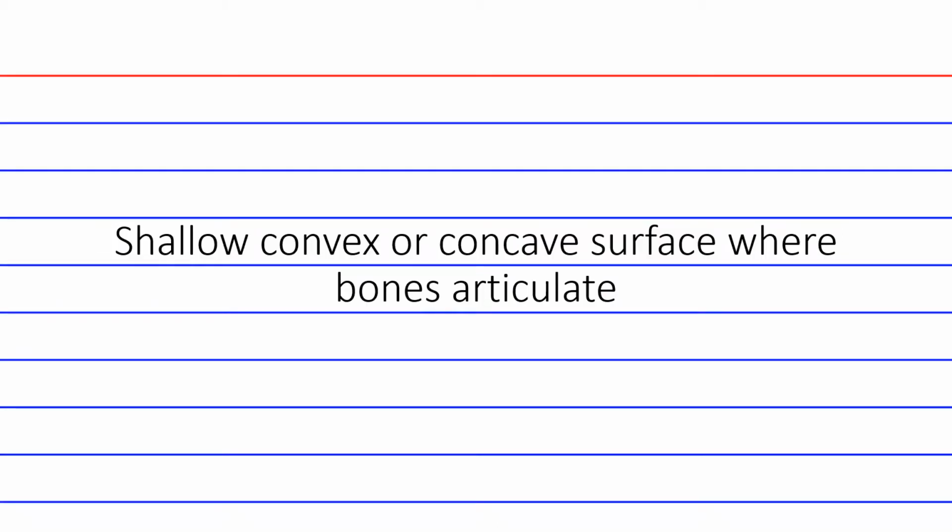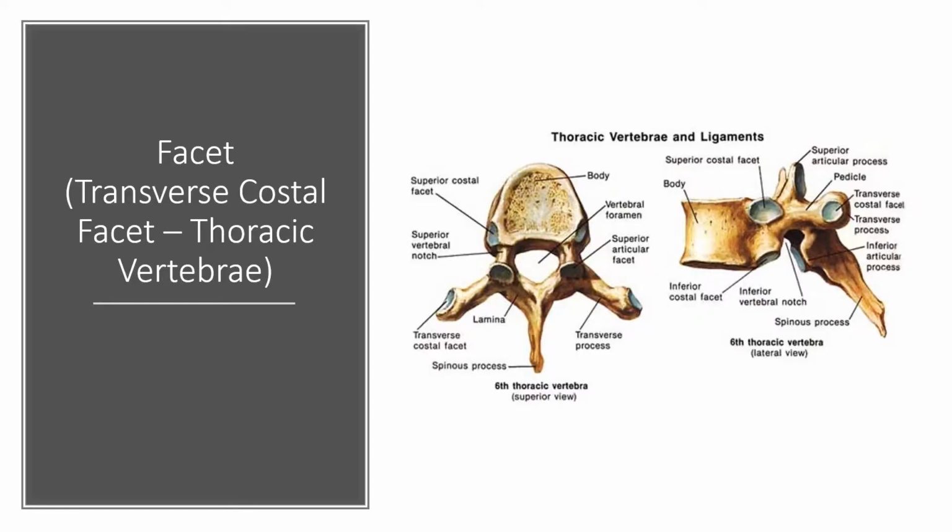This is a shallow convex or concave surface where bones articulate. The answer is a facet. And remember, a transverse costal facet is found in thoracic vertebrae. It is a very important characteristic of a thoracic vertebra because that is where the ribs articulate. So generally structures articulate with facets, and the transverse costal facet is a really good example.